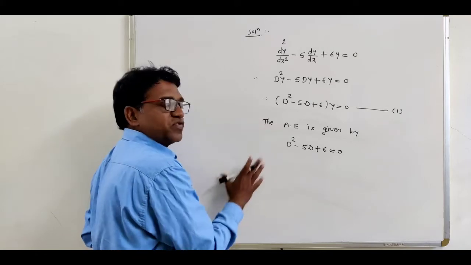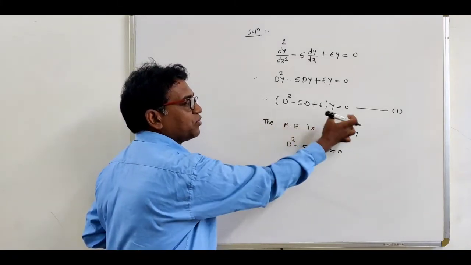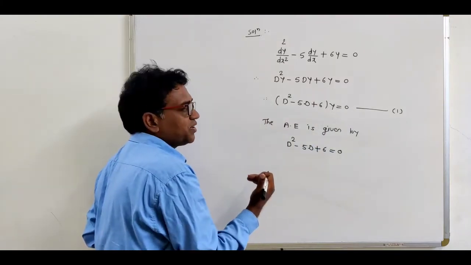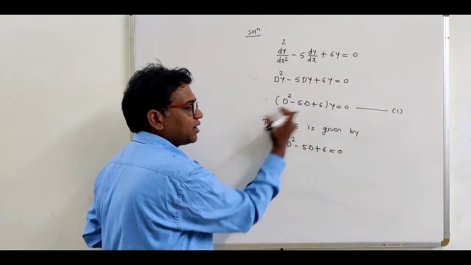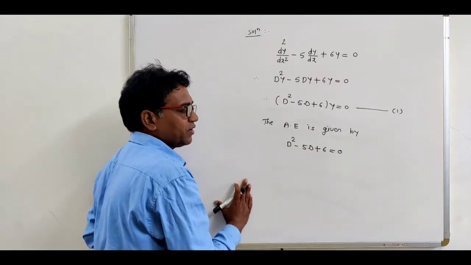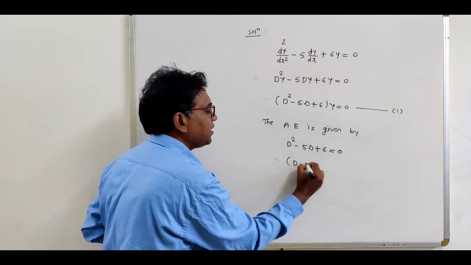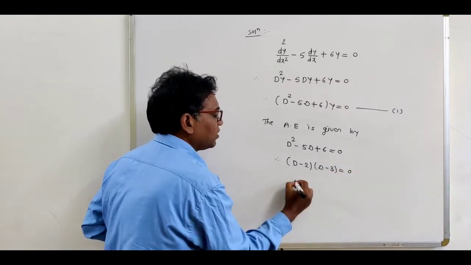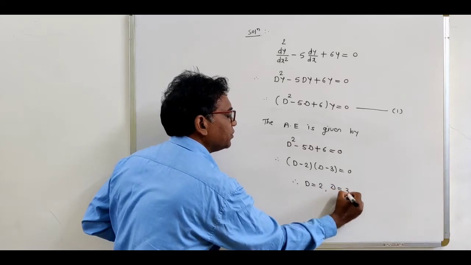So what is meant by the associated equation? The associated equation means f(D)y equal to 0. How to solve it? Just equate the differential term to 0, which is called the auxiliary equation. Now find the factors. D minus 2 into D minus 3 equal to 0. So D is equal to 2, comma, D is equal to 3.